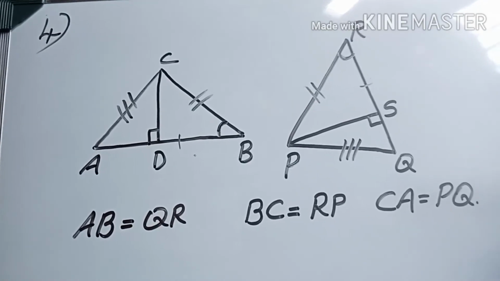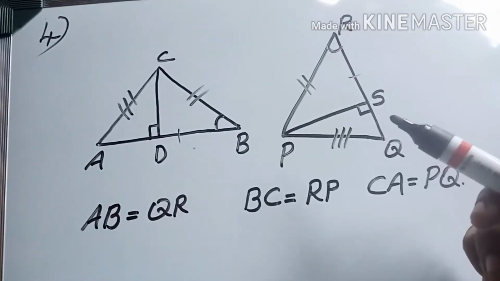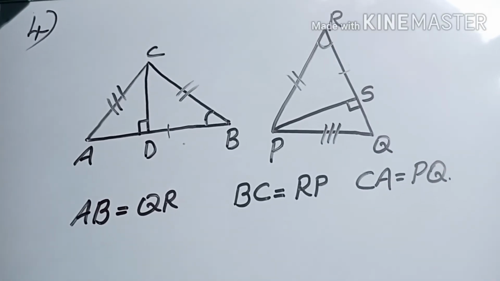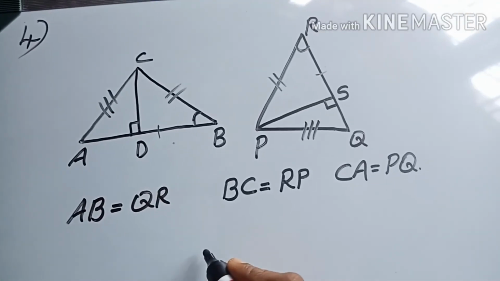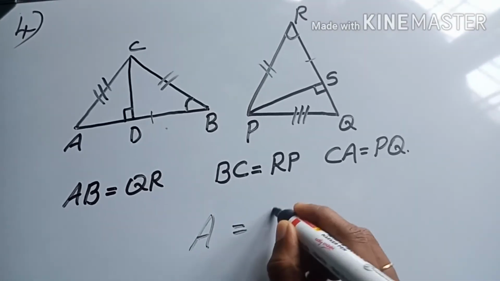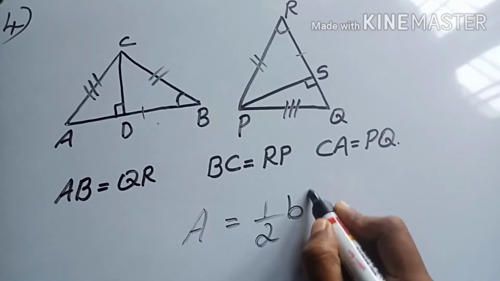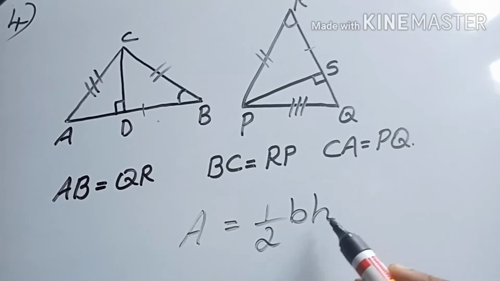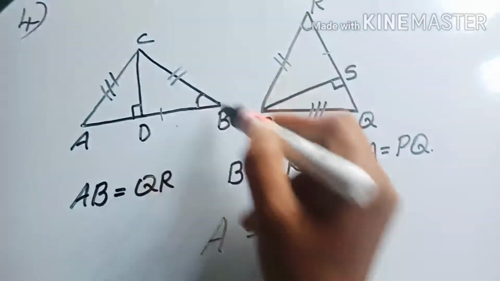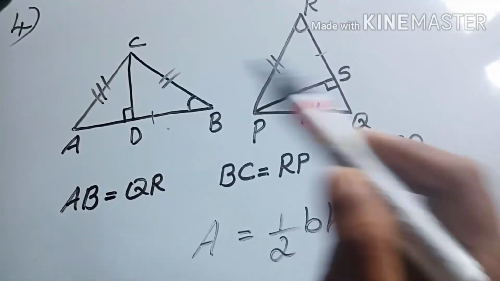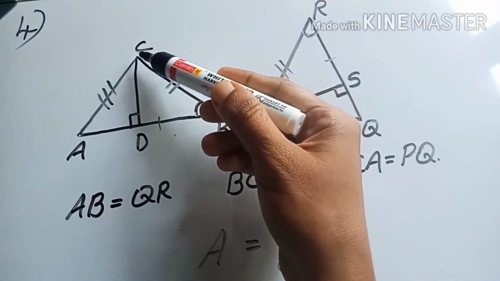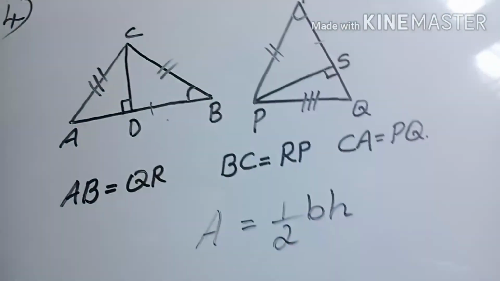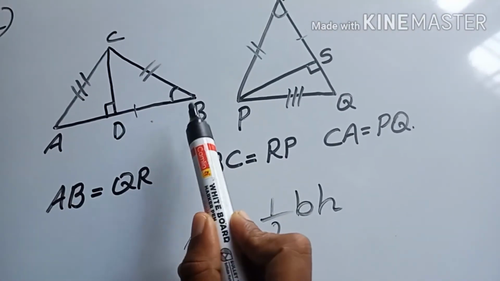Now, the second sub question is, what is the relation between the areas of these two triangles? What is the equation for the area of a triangle? Area of a triangle is half into B into H. Half BH is the equation. So here B is the base and H is the height. For the first triangle, the perpendicular line will always be the height. Okay, from the upper vertex to the base, that perpendicular line is the height. So here CD is the height and AB is the base.